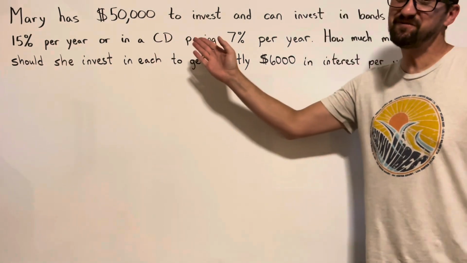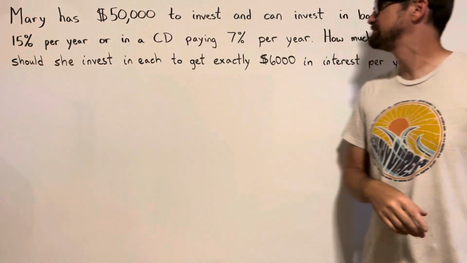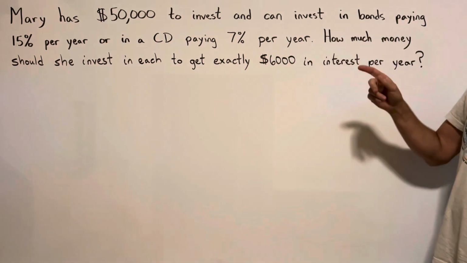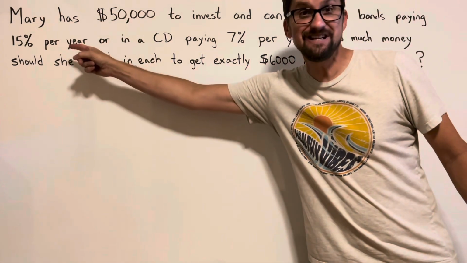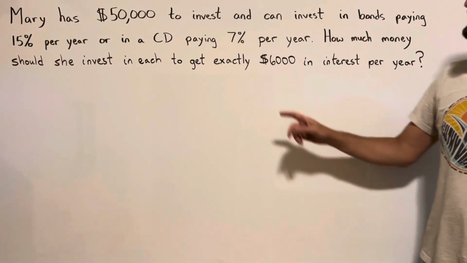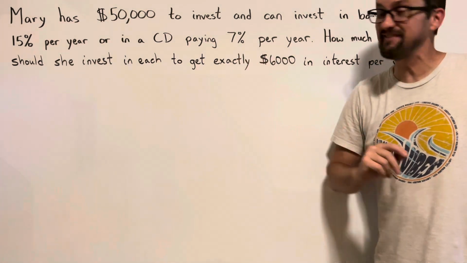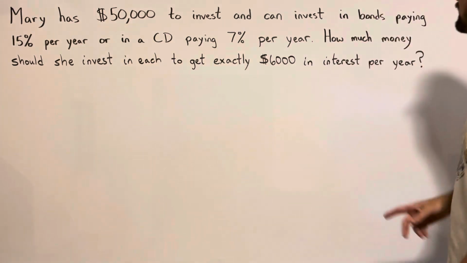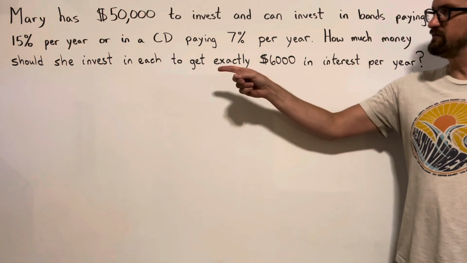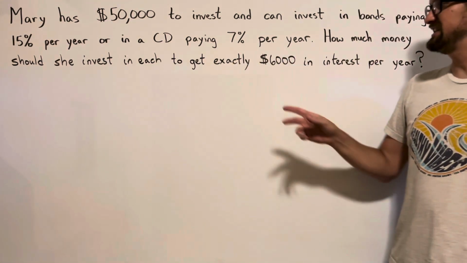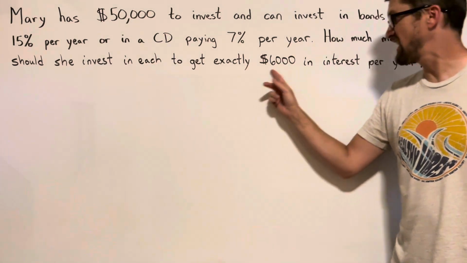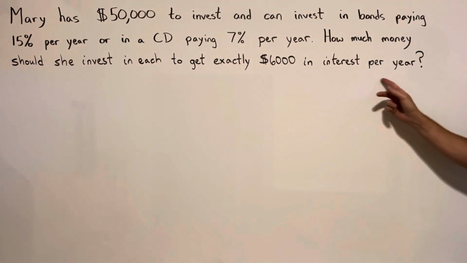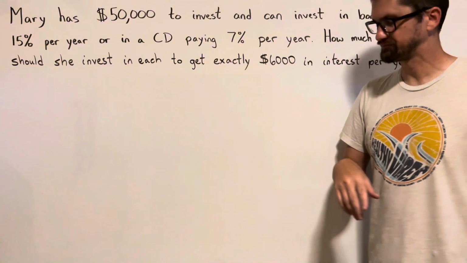Mary has $50,000 to invest and can invest in bonds paying 15% per year or in a CD paying 7% per year. CD, certificate of deposit. How much money should she invest in each to get exactly $6,000 in interest per year?